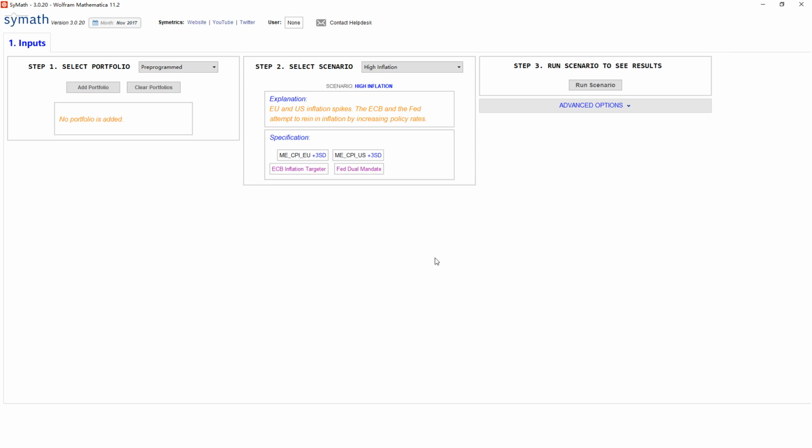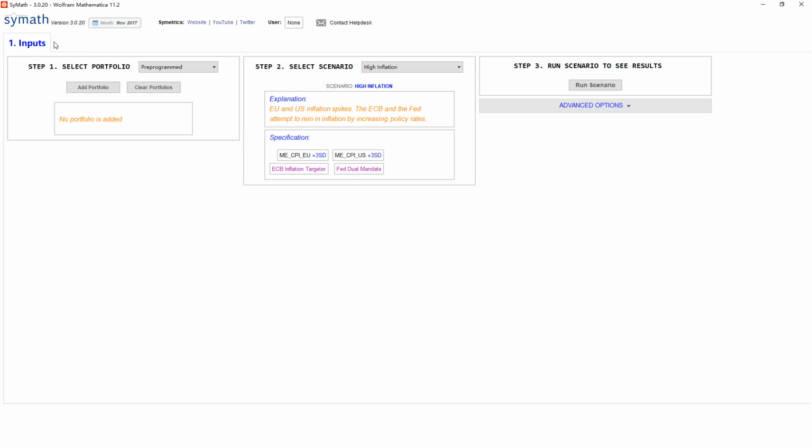In this video, I would like to analyze Bitcoin under different scenarios, and our analysis is based on the software SyMath. Basically, in SyMath, you can easily analyze your portfolios or assets under different scenarios. And as you can see, here is the starting section inputs in SyMath.